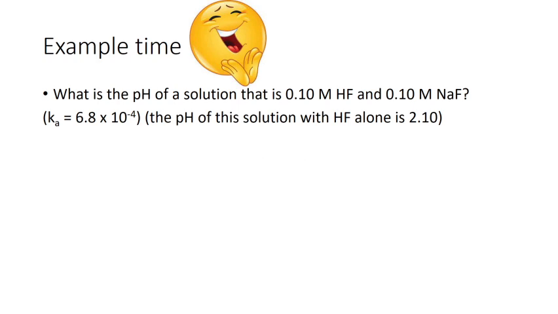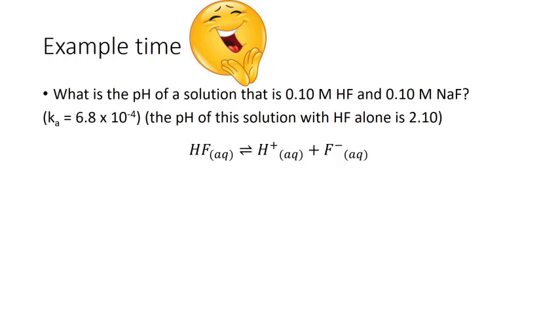So the pH of a solution that is 0.1 molar hydrofluoric acid, which is a weak acid, and 0.1 molar sodium fluoride. This has a Ka of 6.8 times 10 to the negative 4 for hydrofluoric acid. And keep in mind that the pH of this solution with hydrofluoric acid alone is 2.1.